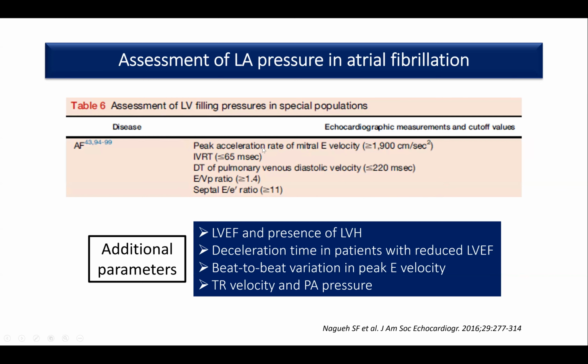Look at the IVRT. Measuring the IVRT in sinus rhythm is quite difficult. How come measuring it in AFib, particularly when rapid? It's almost impossible. Looking at the deceleration time of the pulmonary vein being less than 220 milliseconds, meaning the LA pressure is normal in AFib, I personally don't put much weight in it. I don't really believe the data.